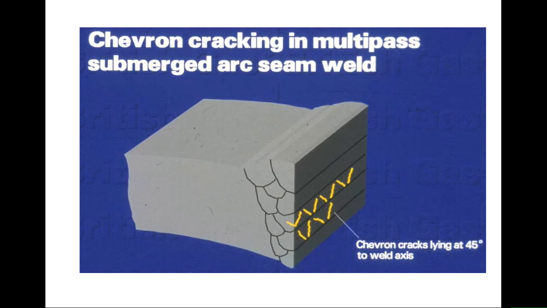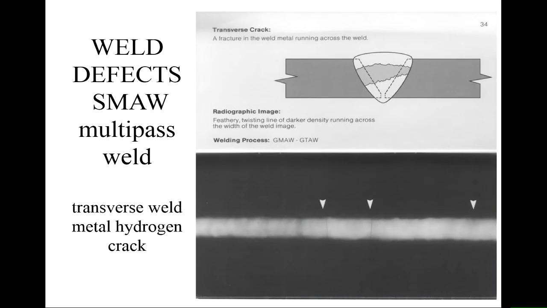Chevron cracking, you can notice that even better on this diagram. The chevron pattern are these yellow marks on the diagram, and they tend to be parallel with the marks observed from the weld passes. So it is rather difficult to spot them in radiographs because they can be easily confused with the marks left by interpasses.